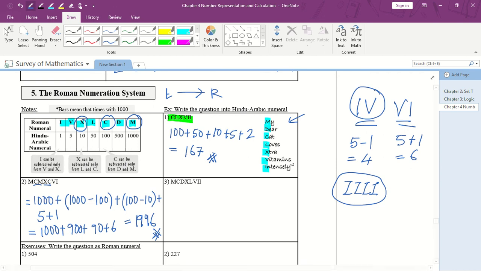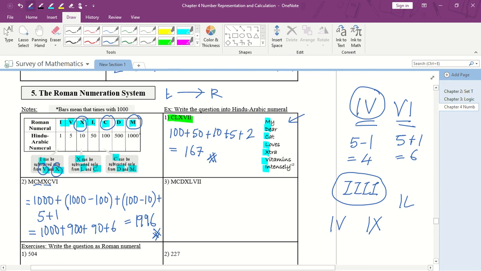Okay, but you need to remember there's actually a restriction here. It says that I can only be subtracted from V and X, which means you can write it in this way or in this way, but you are not allowed to write IL. That is not allowed because I can only be subtracted from V and X. And the same case for X, you can only subtract from L and C, and C can only be subtracted from D and M.